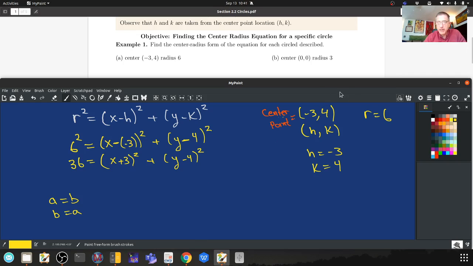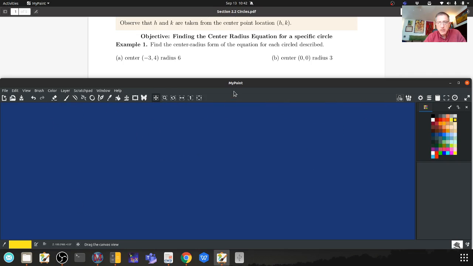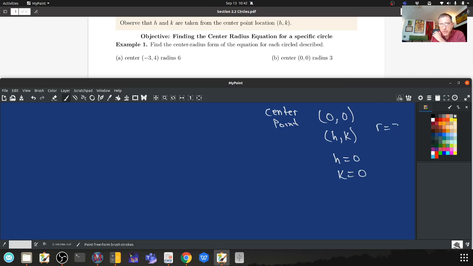If we were to plot it, we're going to plot some other things later on. I'll let you plot that if you want. So let's look at the next one. So here, my center, let me see if I can label this right this time around. The center point is equal to 0 and 0. So those are the values of h and k. So h is equal to 0 and k is equal to 0. My radius r is equal to 3.